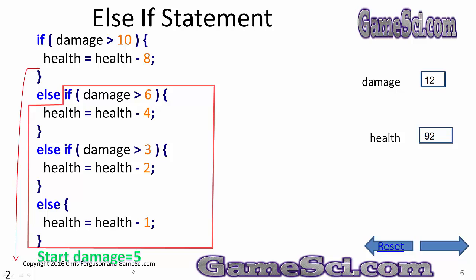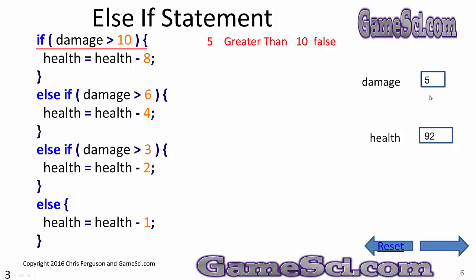So let's change the damage variable to 5 and rerun this same code. You can see I've updated the value of the damage variable to 5. So I have a completely different input to this else if statement of 5 in the damage variable.